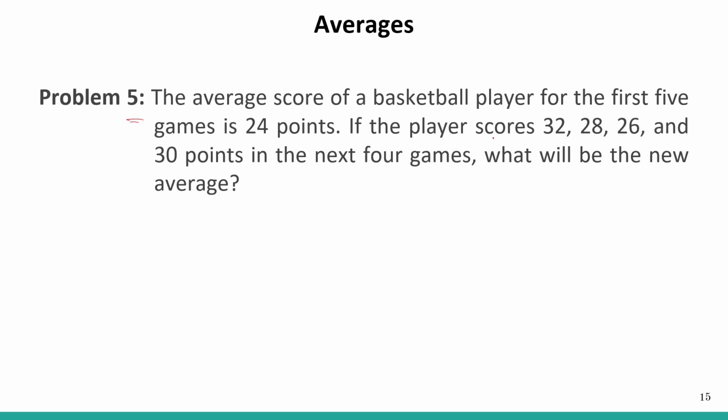The average score of a basketball player for the first 5 games is 24 points. So the total cumulative score in the first 5 games will be 24 into 5, because the average is 24, so it will be 120.